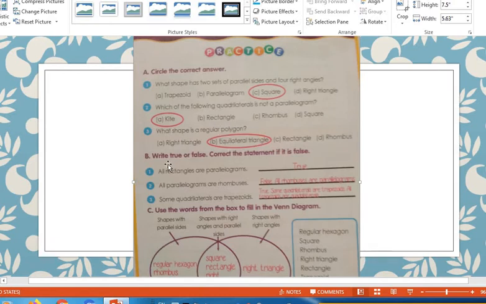Write true or false. Correct the statement if it's false. All rectangles are parallelograms? Of course, yes. All parallelograms are rhombuses? False. All rhombuses are parallelograms, not vice versa. Some quadrilaterals are trapezoids? True. All trapezoids are quadrilaterals.